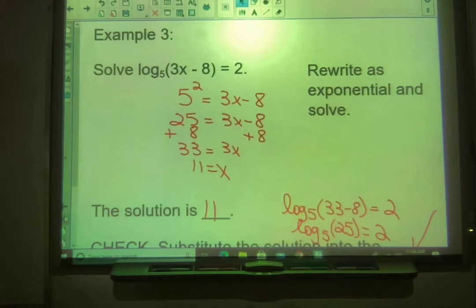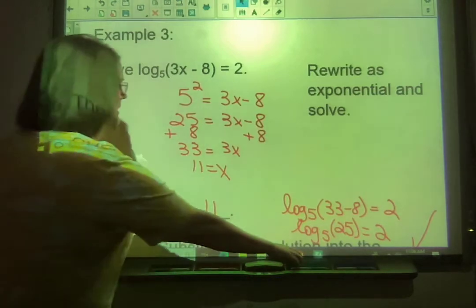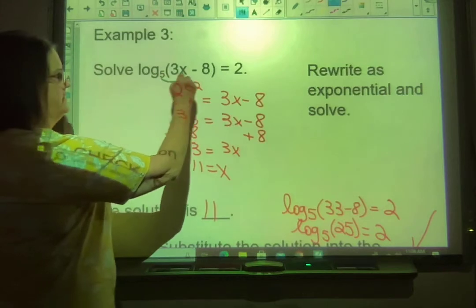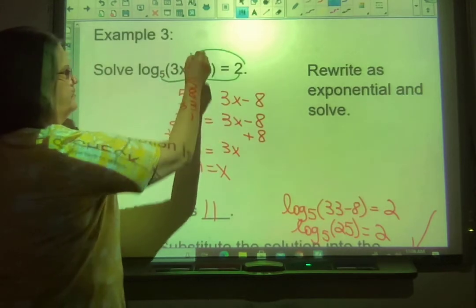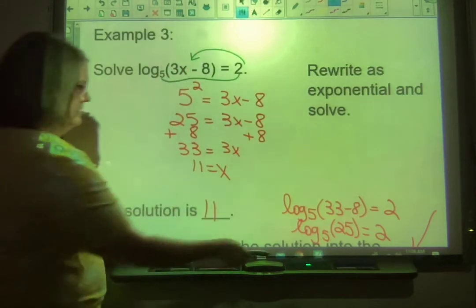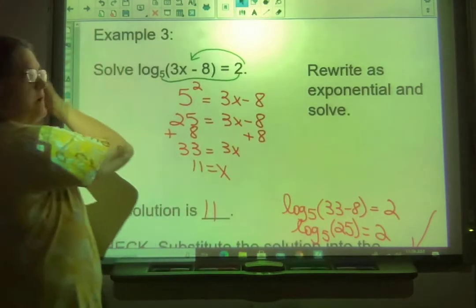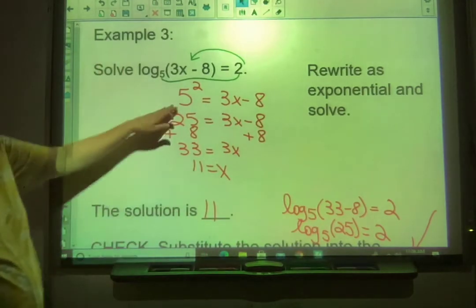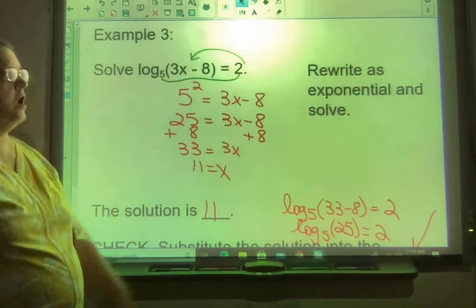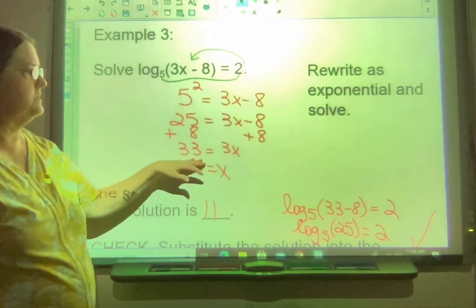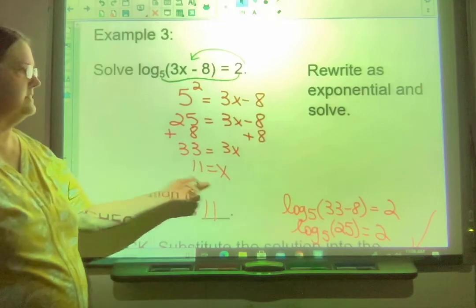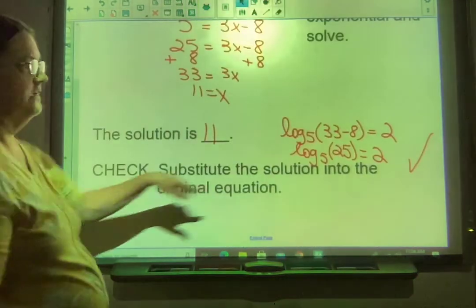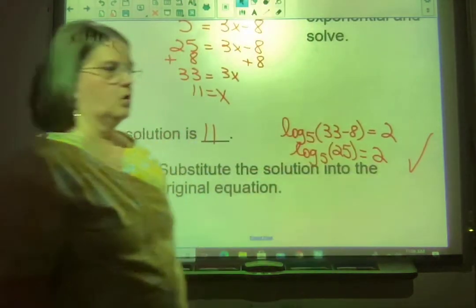All right, then another one. When we don't have a logarithm on both sides, we can rewrite the equation as exponential and solve. So if you recall how we do that, we take the base, this is the power, we make our loop just like we did before. So 5 to the second power equals 3x minus 8, and 5 to the second power is 25, and we solve this equation. So we add 8 to both sides, that gives me 33, x is 11. Here's the check. We just plug 11 in to see if it works. It did.